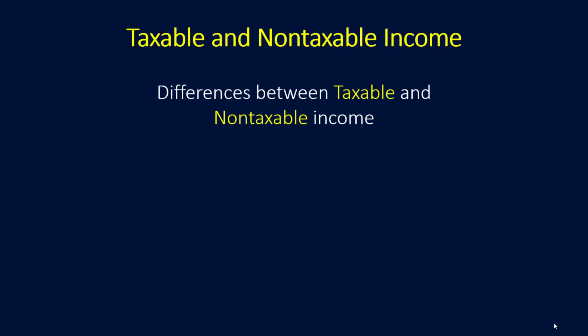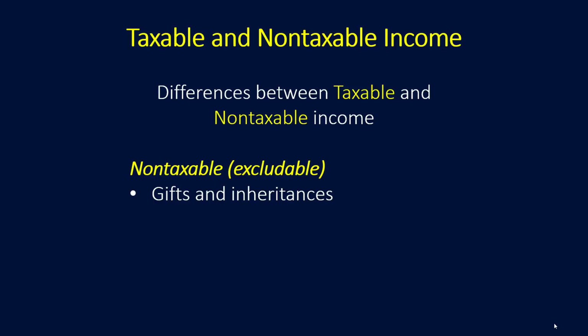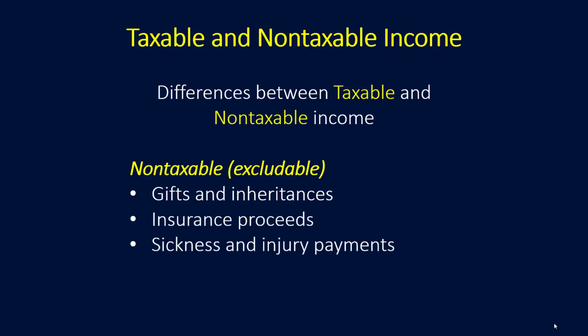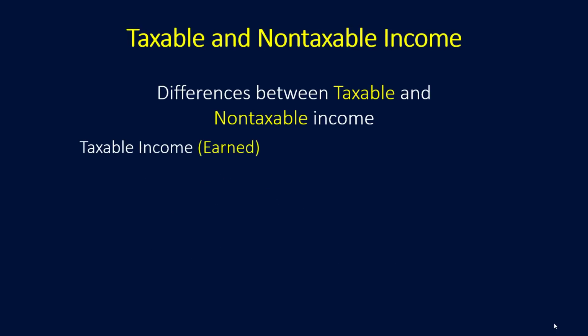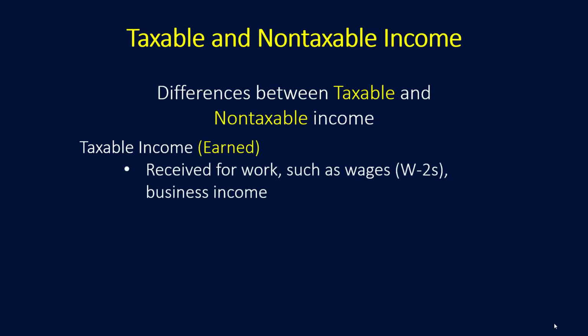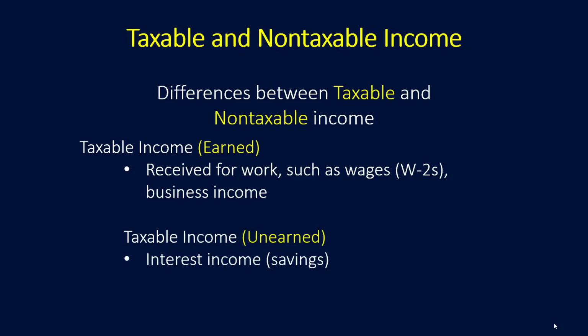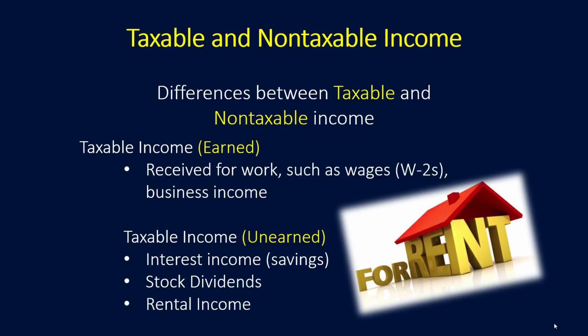Let's take a look at the differences between taxable and non-taxable income. Well, non-taxable income, as you might expect, is excludable. It includes gifts and inheritances, insurance proceeds, sickness and injury payments, welfare payments, and food stamps. Taxable income, in this case earned income, is received for work such as wages on your W-2, business income, and unearned taxable income could be interest income from a savings account, stock dividends, or rental income.